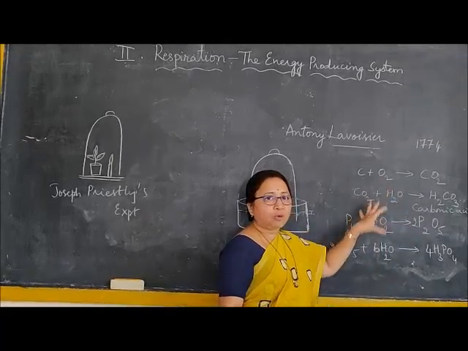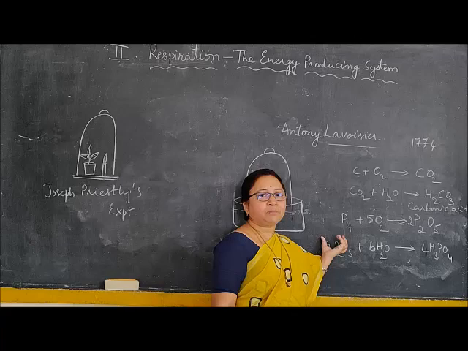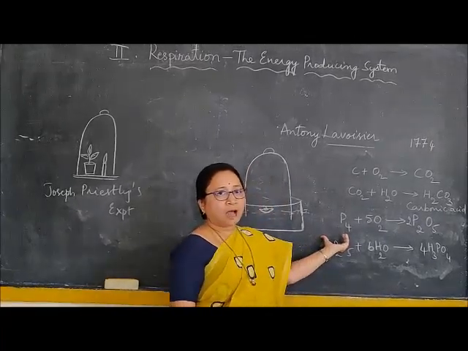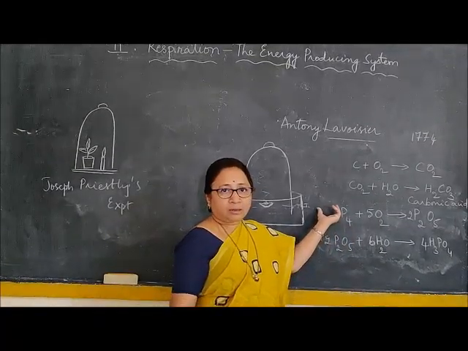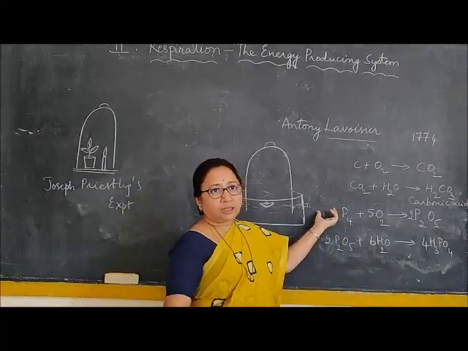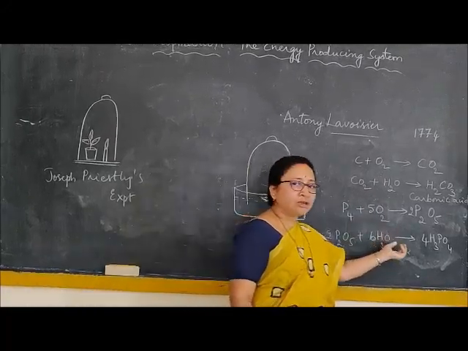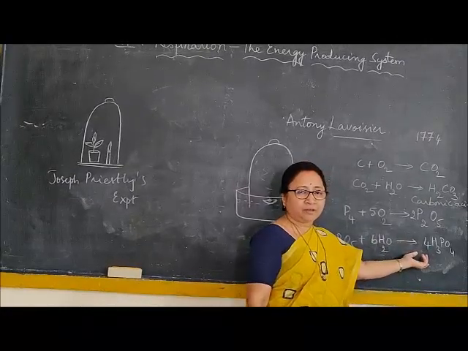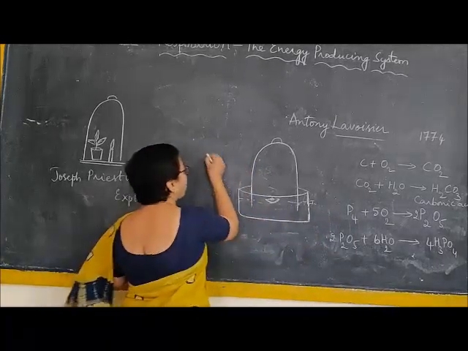The phosphorus pentoxide dissolves in water and produces phosphoric acid. So, concluding both the activities, he felt that there is a component present in the air which is responsible for burning. After the combustion of that substance in the air, it becomes its oxide, and when it gets dissolved in water, it produces its respective acid. So the component present in air, he named it oxygen.